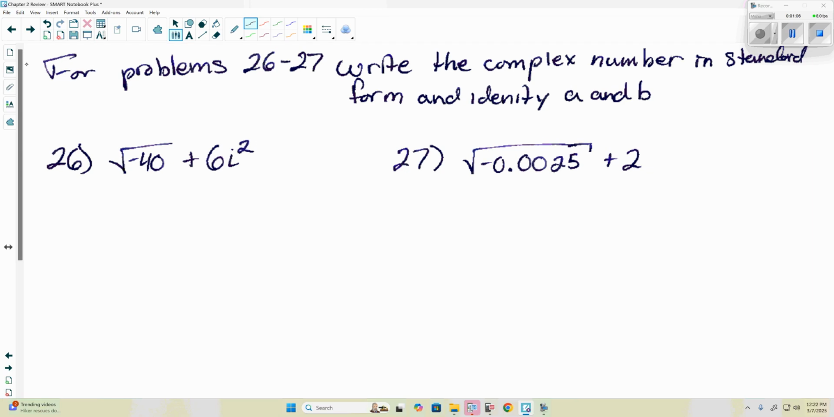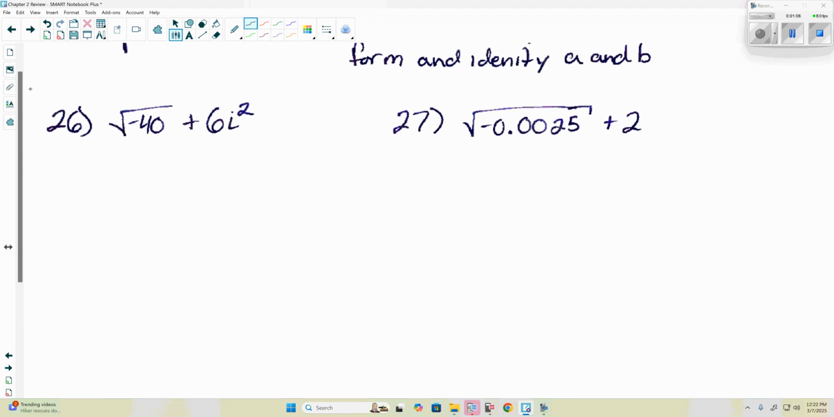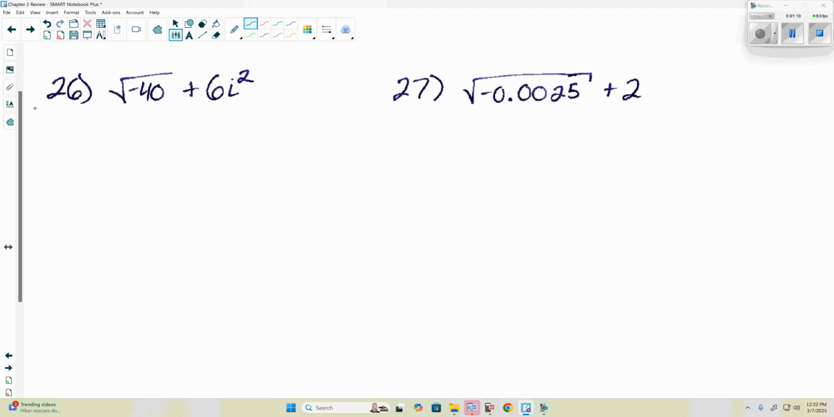26 and 27, write the complex number in standard form. Identify A and B. This really is not going to show up on the test because it's just rewriting in standard form. The i squared would make the 6 negative. And we do need to simplify the square root of negative 40. Now the negative would come out as i, leaving us with the square root of 40.